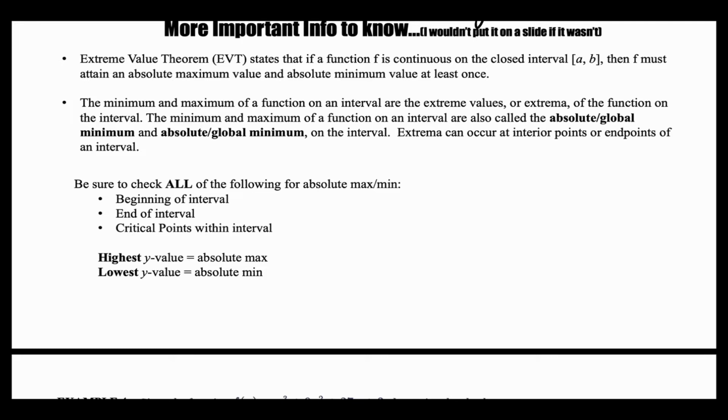Okay. So what we're going to do here, we need to check the beginning of the interval, the end of the interval, and any critical points. So that's step 2 on the board. We're going to make a table. Whichever one has the highest y value is the absolute max. Whichever one has the lowest is the absolute min. Okay? So we're essentially going to do the same type of thing, just a little bit different.